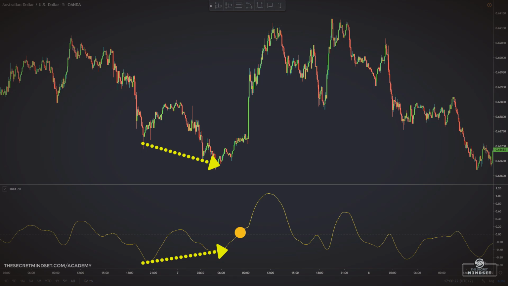In this example, the second high had a lower reading on the indicator, which is a precursor for a likely pullback. As always, try to incorporate price action with this approach and don't rely exclusively on the indicator. Price action first, confirmed by the indicator.